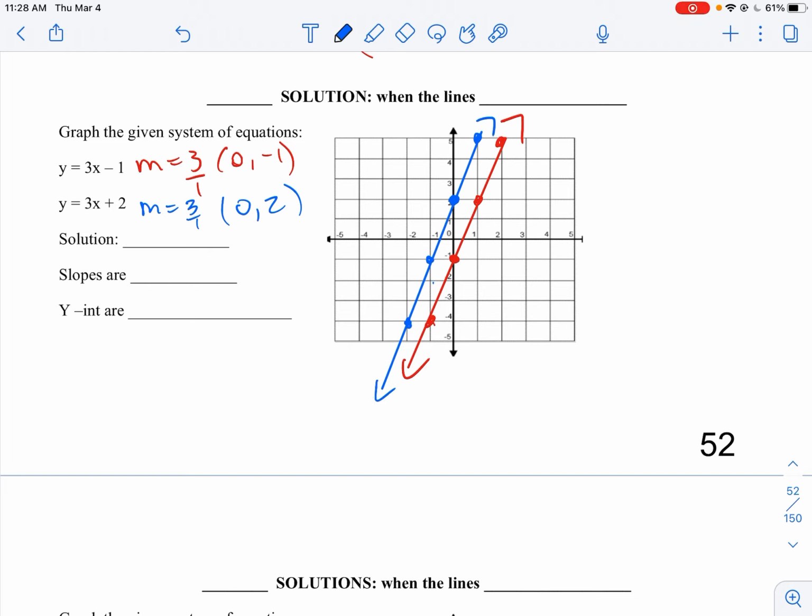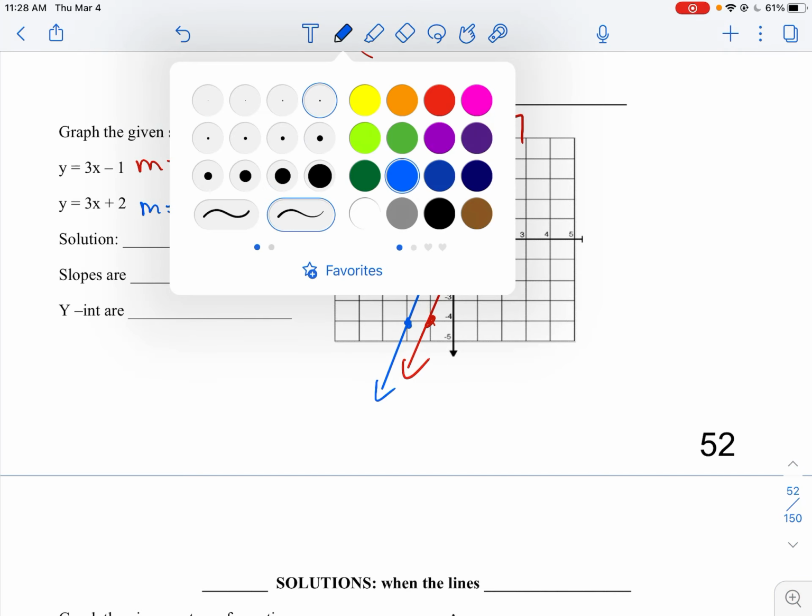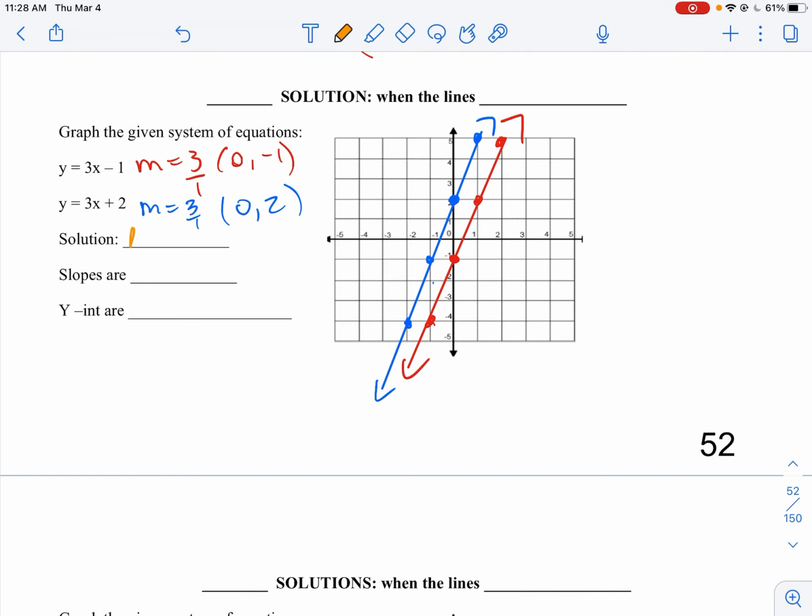Okay, if you notice, they don't run into each other. So there's no solution on this. If you look at the slopes, they're exactly the same, and the y-intercepts are different.